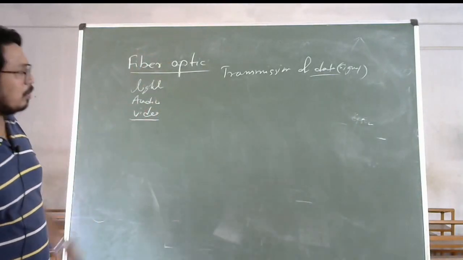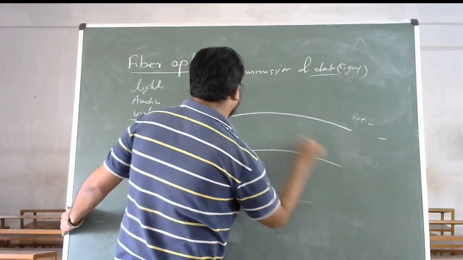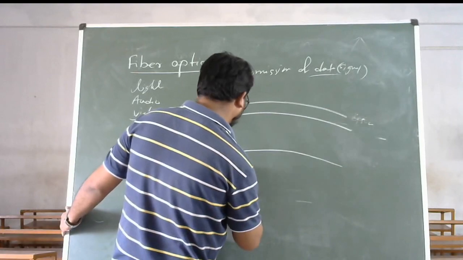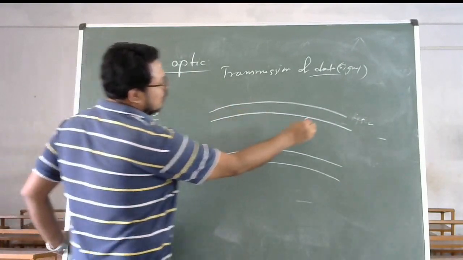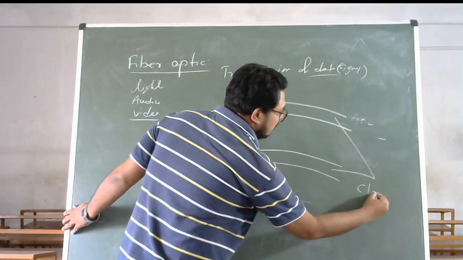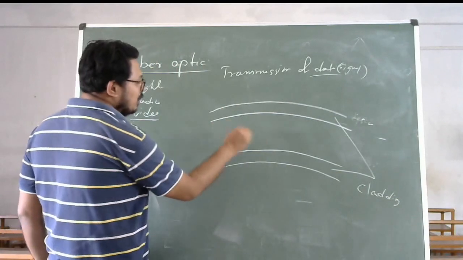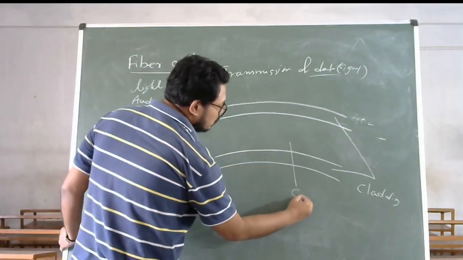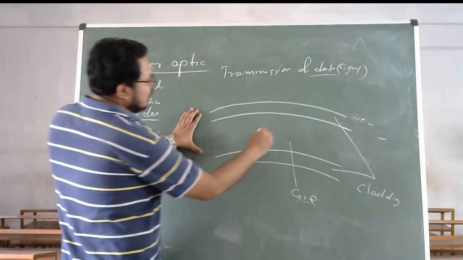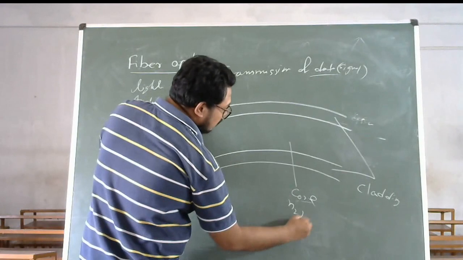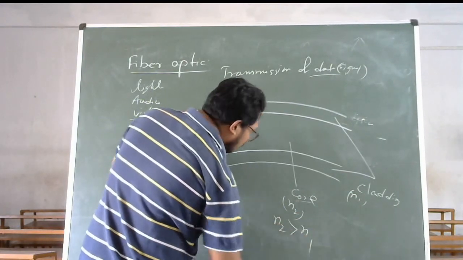So actually, what is a fiber optic? The outer part of this fiber optic is called cladding. They are made up of two different materials, and the one inside is called the core. They make it in such a way that the refractive index of this one is considered N2, and this one is considered N1, so that N2 is always greater than N1.